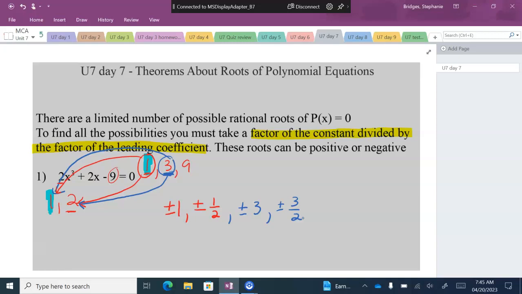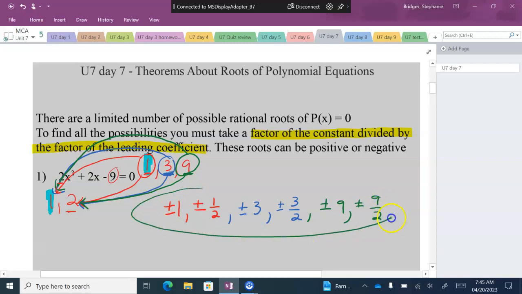Now I'm going to use the third factor, which is actually 9, and I'm going to repeat the process. We're going to take plus or minus 9 over 1, which is just plus or minus 9. And then we're going to do the same thing with 9 over 2, plus or minus 9/2. So those are all of the possible rational solutions to that polynomial equation. That doesn't mean that they are all solutions. They might not have any of them as solutions, but they are all possible rational solutions.